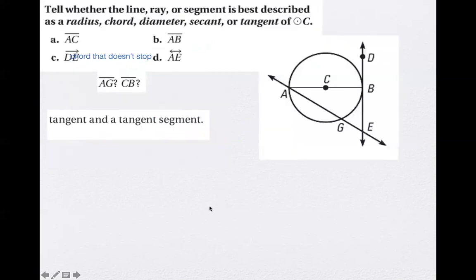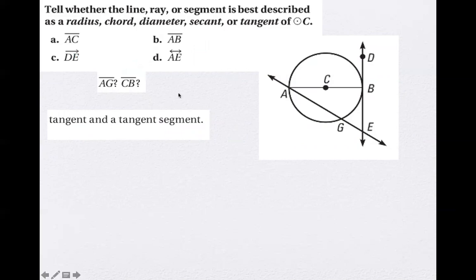Okay, so this next slide, tell whether the line, ray, or segment is best described as a radius, chord, diameter, secant, or tangent of circle C. Notice they're calling it circle C. You can see C in the center of the circle at the center point. So this is a good time to pause and try to name all the vocab words you see here. Once you try to name them, push play and we're going to name them together.